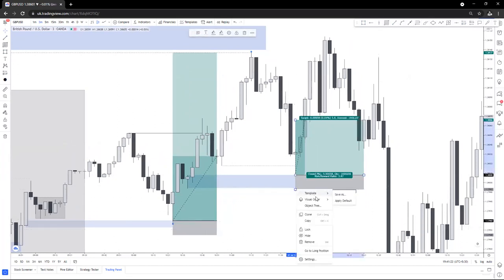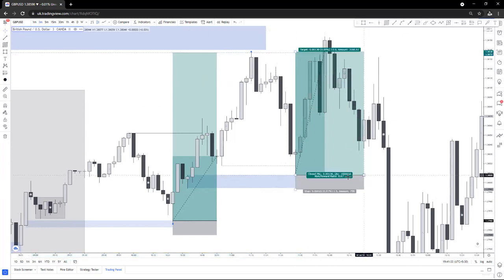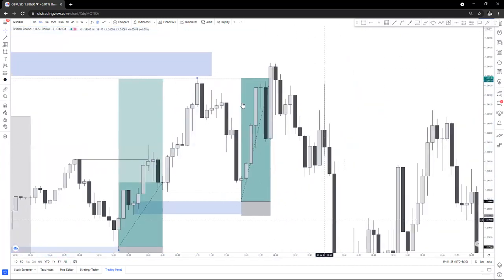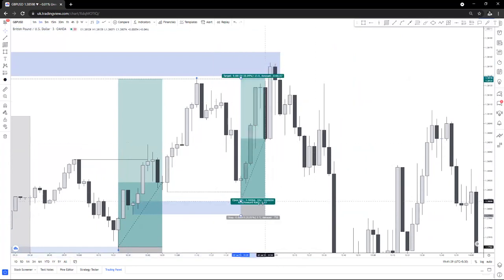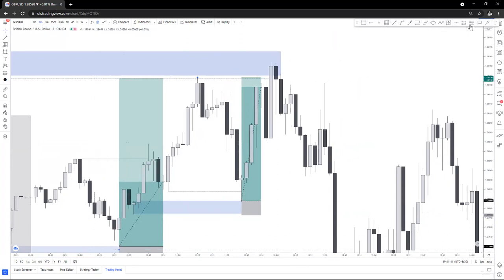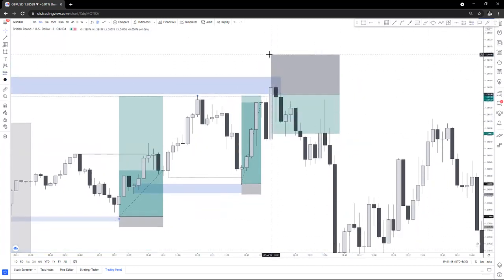Stop loss below this low. What would my target be? This high. And then now it went straight into my POI. You see that? Now I'm selling. I'm selling because I know that was a trap.